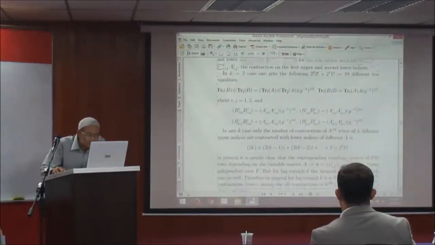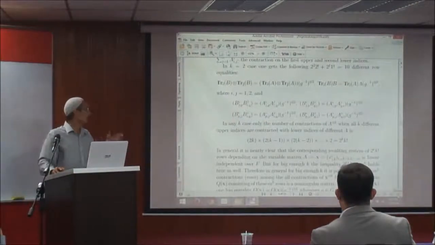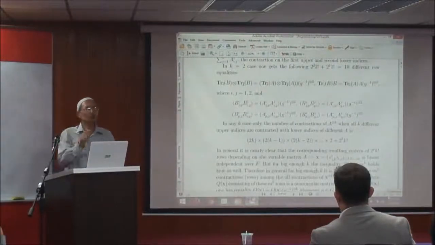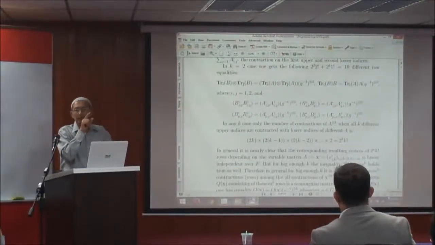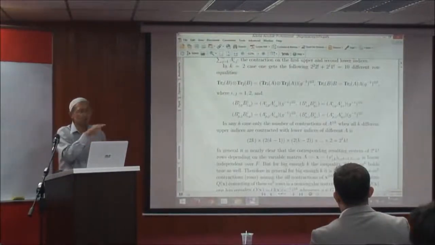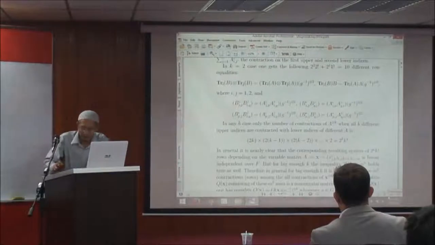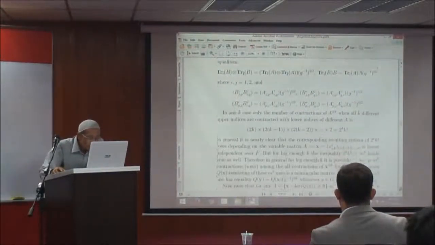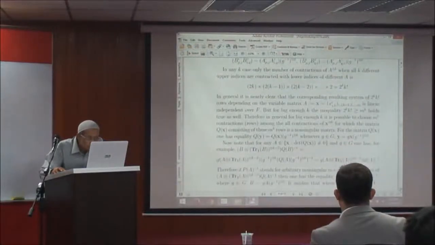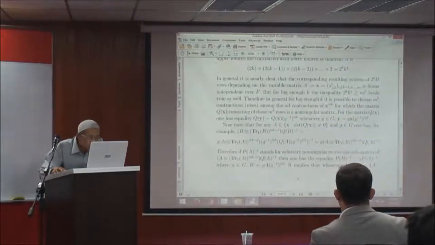And here some justification is given that you can find enough of them. You can increase k. My matrix P of X will be of size m to the power k times m to the power k. By increasing k, it is shown that you can construct the corresponding matrix. So you can construct such a matrix Q that you will get the following.